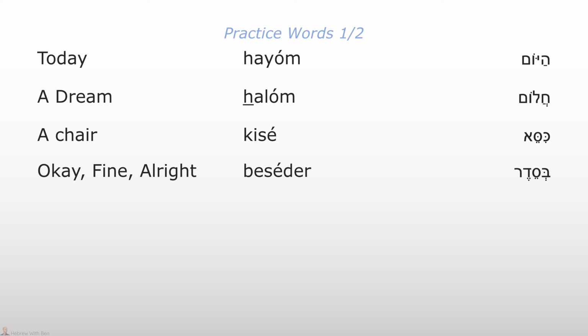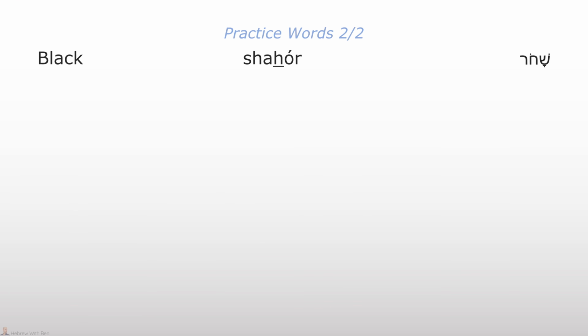Beseder. Notice the letter bet is with the dagesh, therefore sounds like a B, rather than a V. Ken. Lo. Shachor. Look at the letter Shin. Notice the dot on the right.